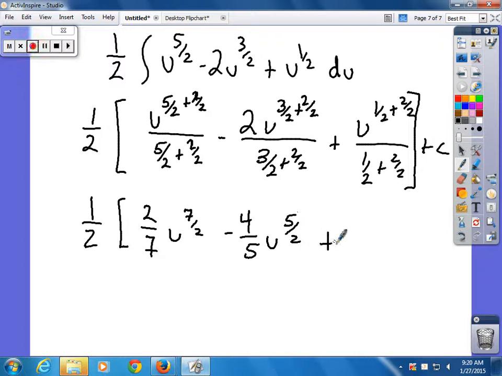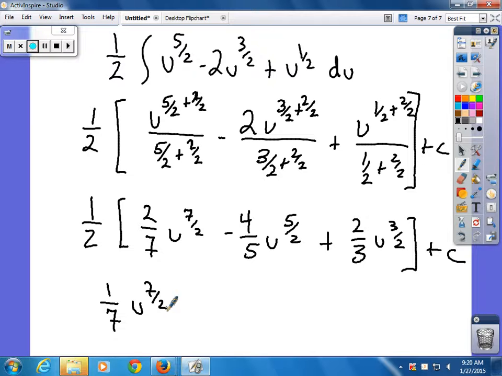Plus 3/2 would be 2/3 u to the 3/2 plus c, and 1/2 would give us 1/7 u to the 7/2 minus 2/5 u to the 5/2 plus 1/3 u to the 3/2 plus c.